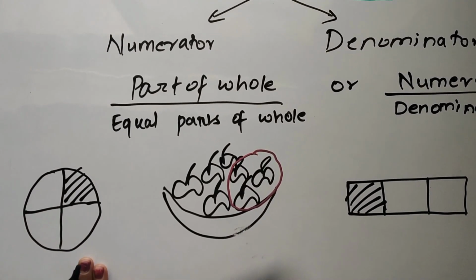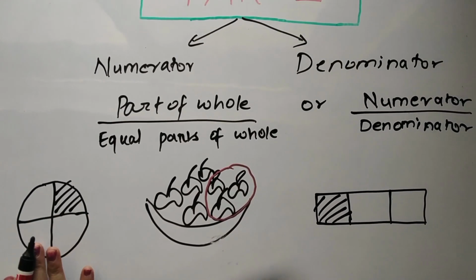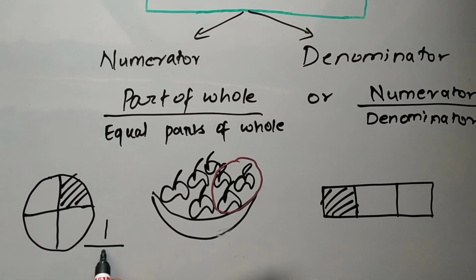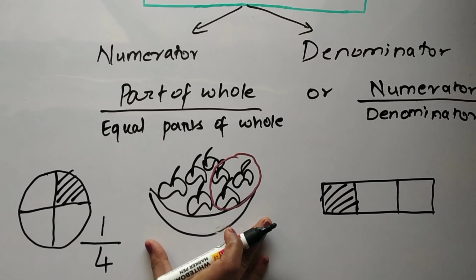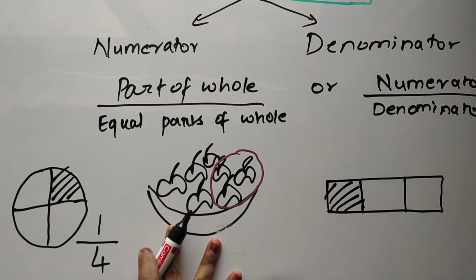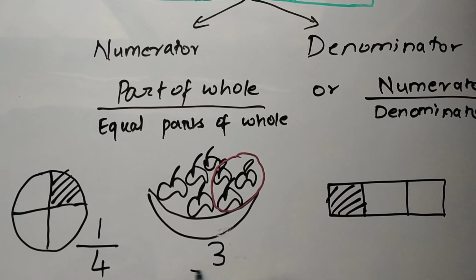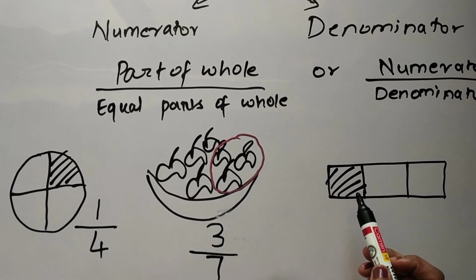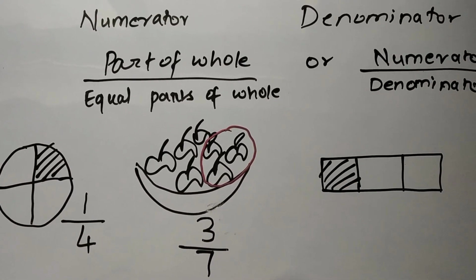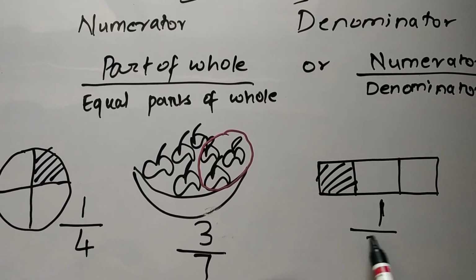for this, we will represent fraction as, since we removed one part from 4 equal parts, we will represent the fraction as 1 upon 4. For this collection of apples, since we removed 3 apples from the collection of 7 apples, we will represent this as 3 upon 7. Since we shaded one part of equal 3 parts of rectangle, for this, we will represent a fraction as 1 upon 3.